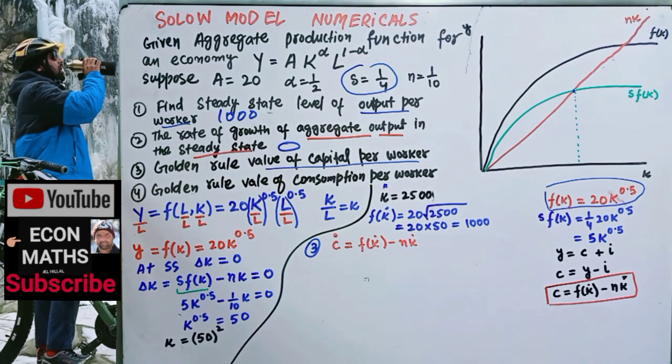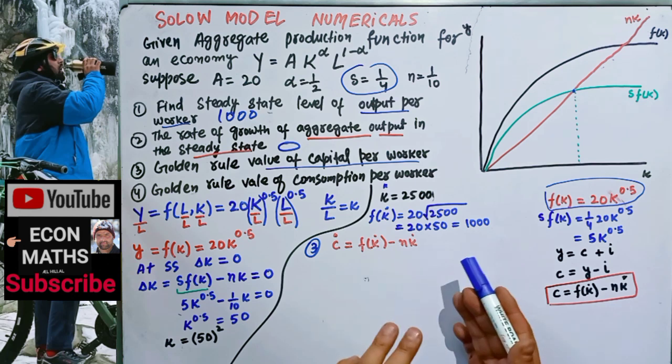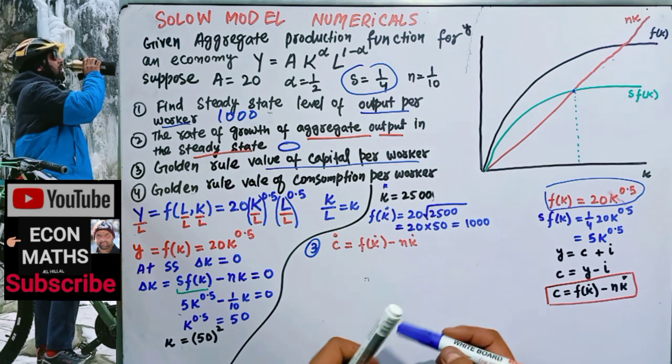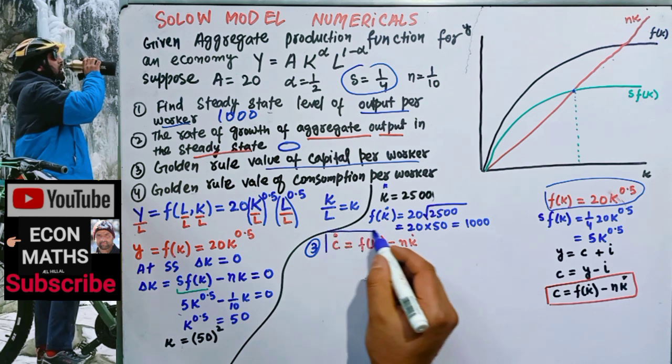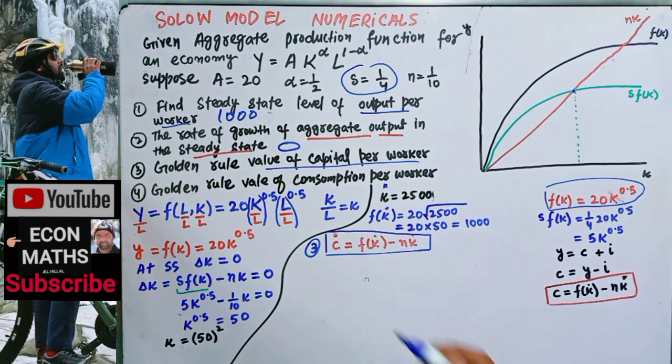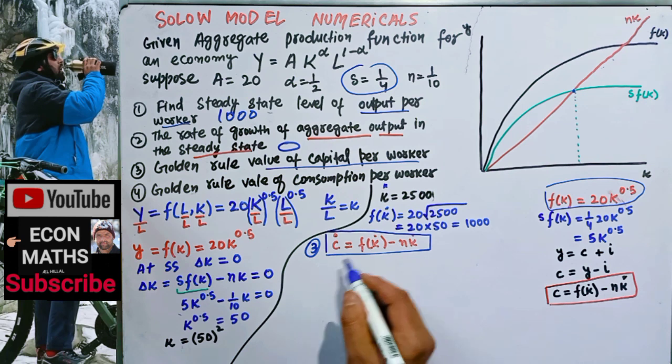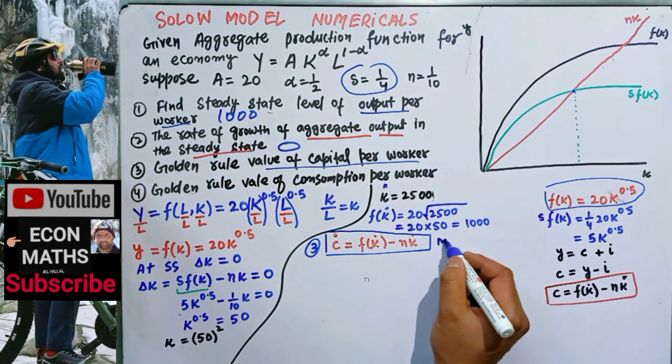The steady state value of capital that maximizes consumption per worker is called the golden value of capital. That means we want to maximize consumption. Our endeavor is to maximize consumption, so this is the maximization problem.